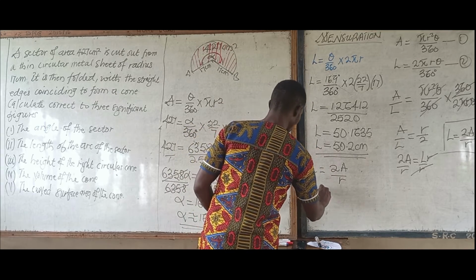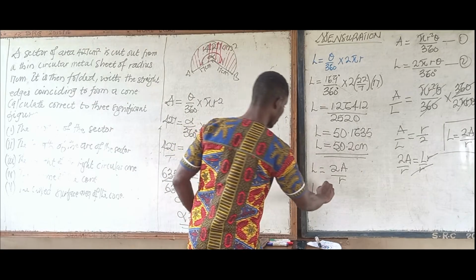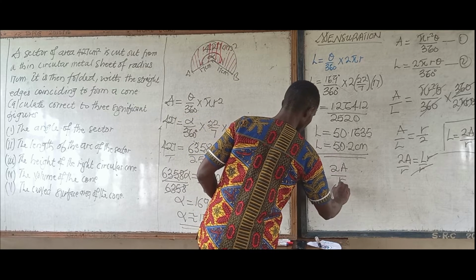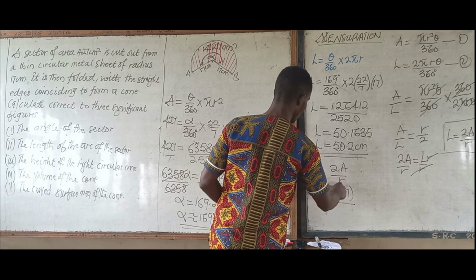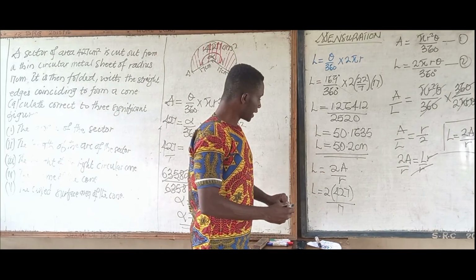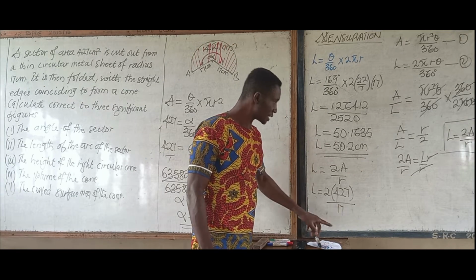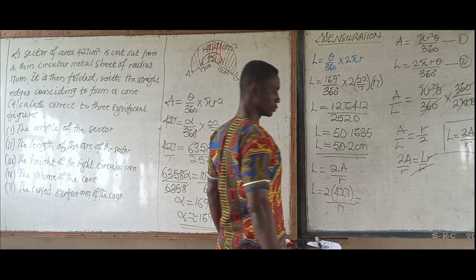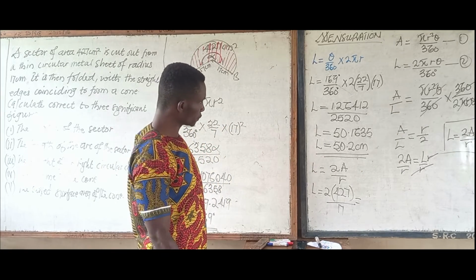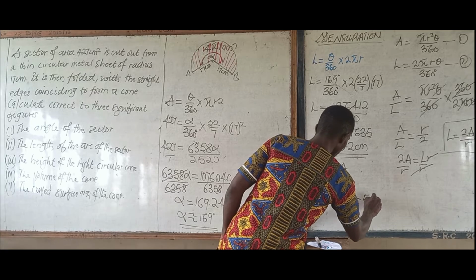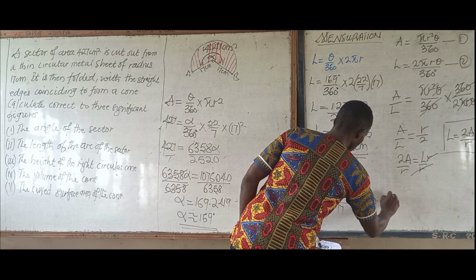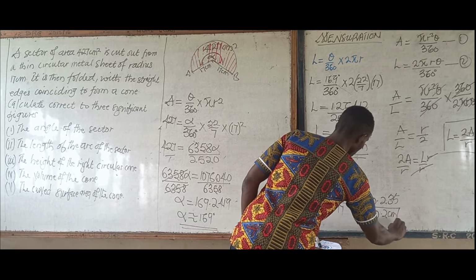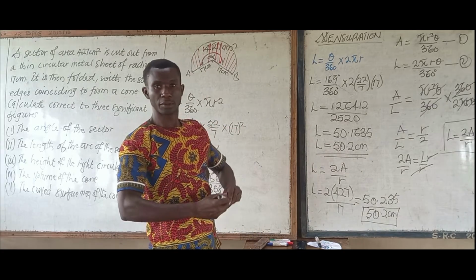Now look at it. L will be equal to 2 times the area of the sector, which is 427, over the radius, which is 17. Press 2 times 427 divided by 17 and see whether you get this. Obviously, you have to get 50.2235, which is 50.2 centimeters. You see how it is? You see how simple it is?